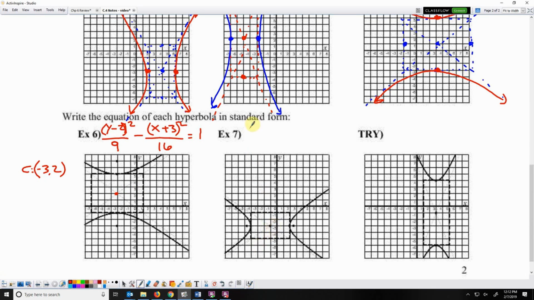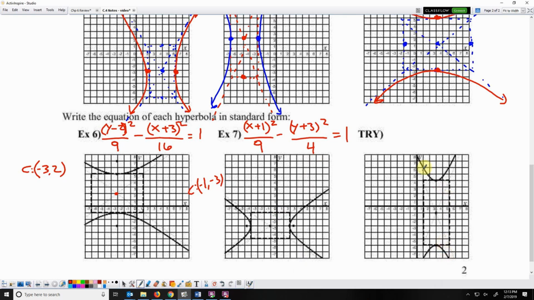My second one is horizontal, so x will go first. The center of this hyperbola is -1, -3. So I'm going to have x plus 1 squared over something minus y plus 3 squared over something equals 1. The horizontal stretch, 1, 2, 3 squared is 9. The vertical stretch, 1, 2 squared is 4.